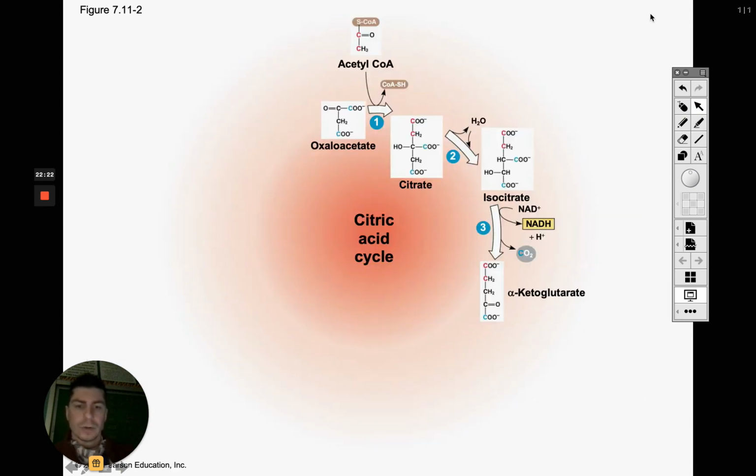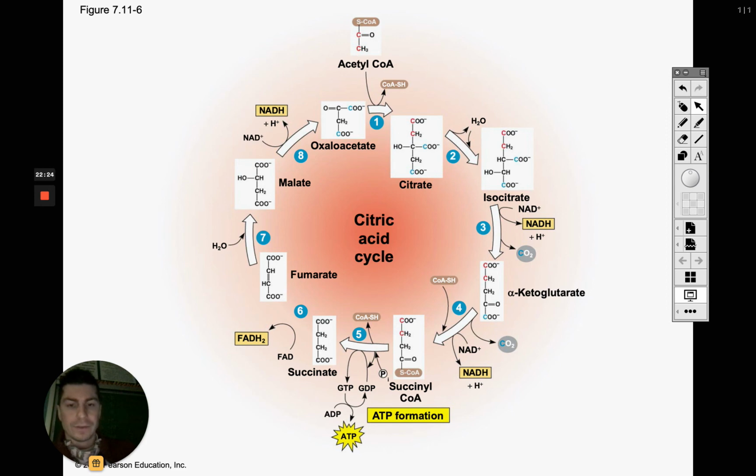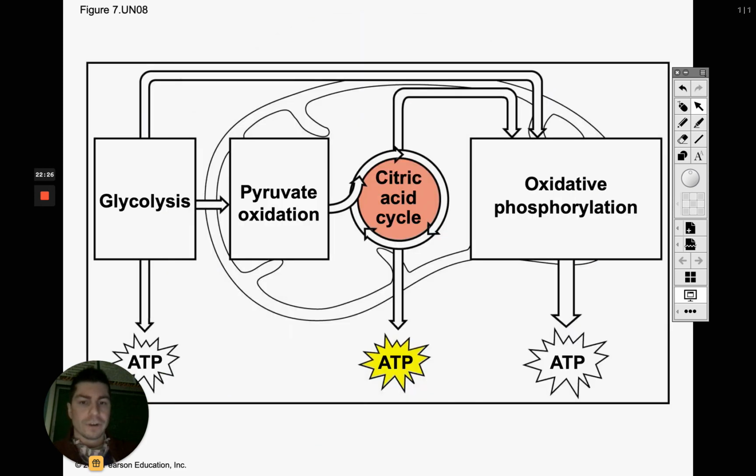All right. So here's our Krebs cycle, guys. I'm going to give you a shortened, easier version of it. I will film that in the next video.